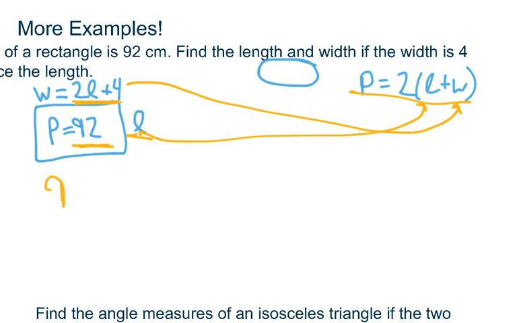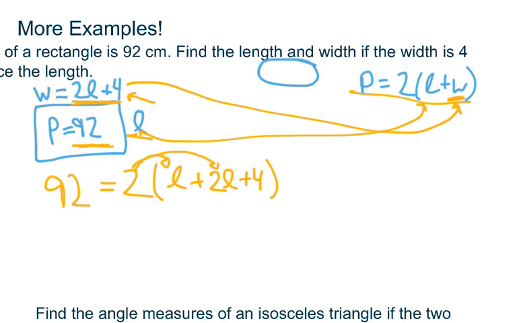So we'll put 92 in for P is equal to 2, and then L is still L, plus, but instead of saying W now, I'm going to say 2L plus 4. Now here we have to distribute. So make sure you take your time and you distribute to all three components.